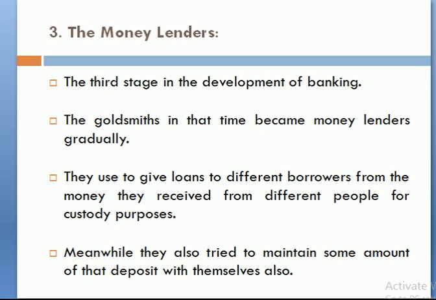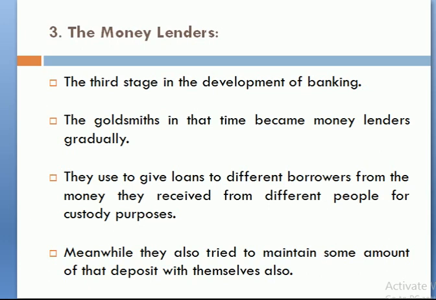In this stage, the development of banking took place when the goldsmiths became the money lenders. By experience, the goldsmiths, who were called money lenders, came to know that they could keep a small proportion of the total deposits for meeting the demands of customers for cash, and the rest they could easily lend. So they allowed the depositor to draw over and above the money actually standing to their credit.